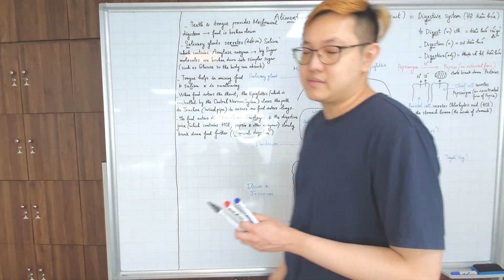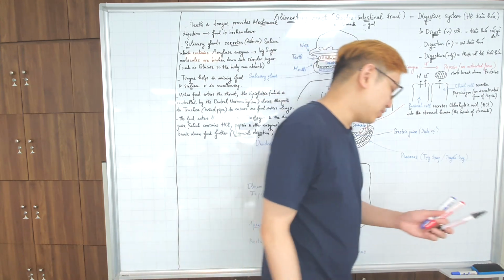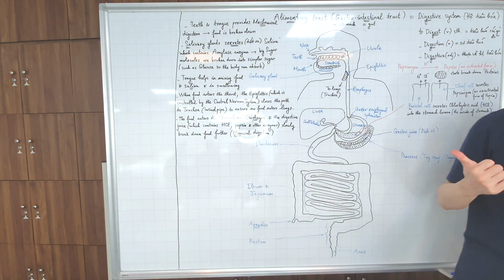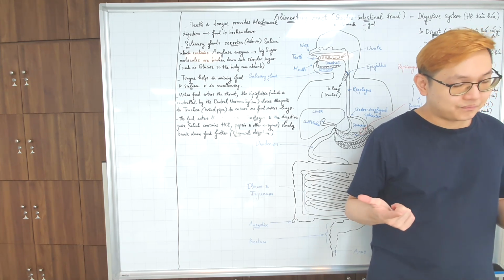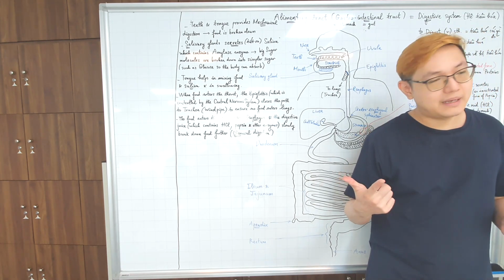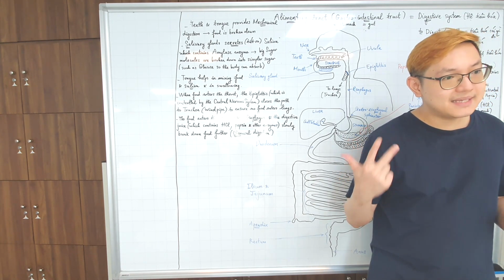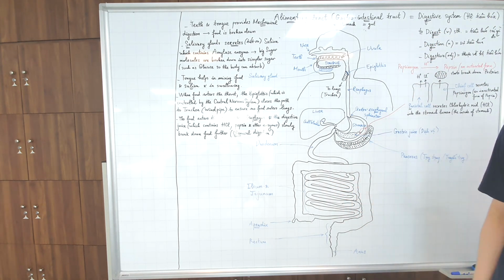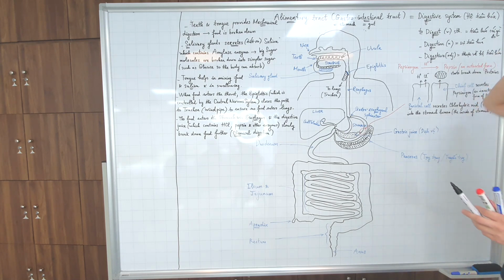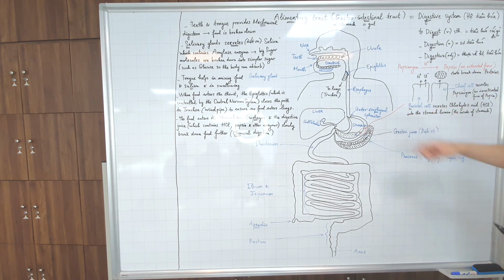Pepsin is not the only enzyme that breaks down proteins. We also have peptidase to break down the peptide bonds. We have trypsin to break down the protein further too. Okay. So this is a part inside of the stomach, okay?